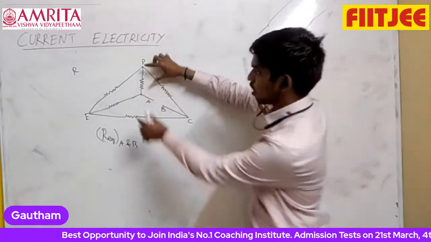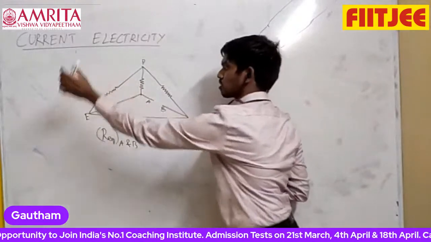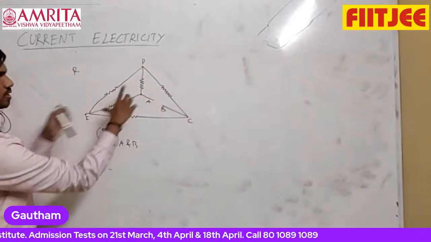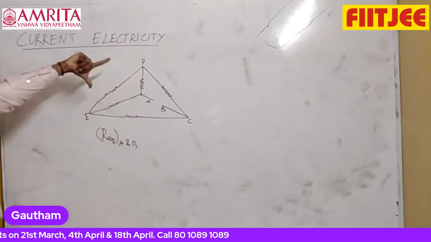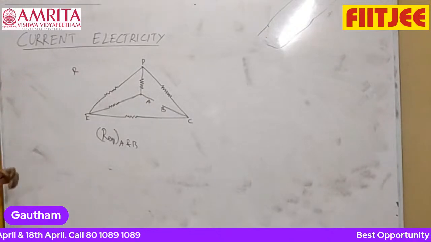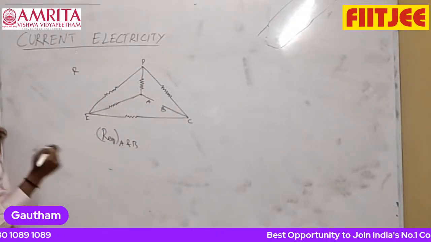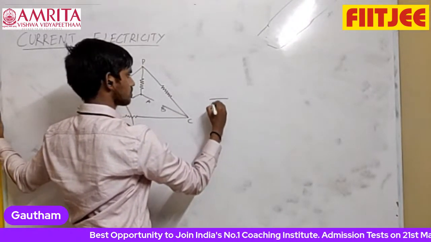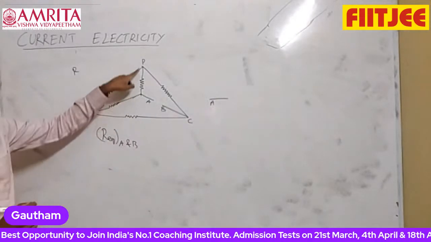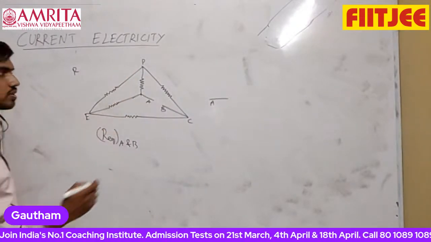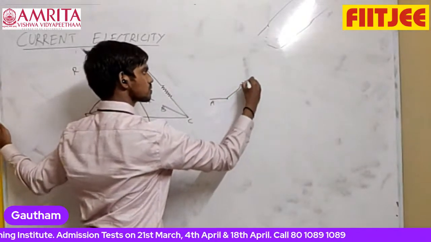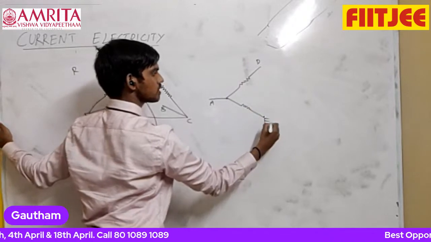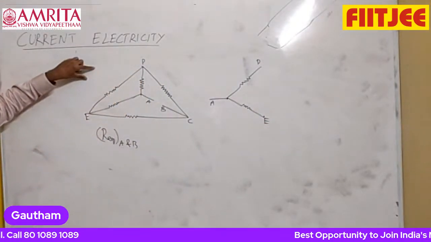So this point A along with the 2 resistors, you can lift it and put it on the other side. I'm not disturbing the connection. If you take it and put it here, then what will happen? From point A, there is a resistor to D, there is a resistor to E, there is a resistor to D, and there is a resistor to E. I have just taken it and put it on the other side.